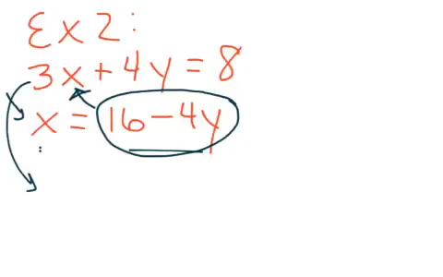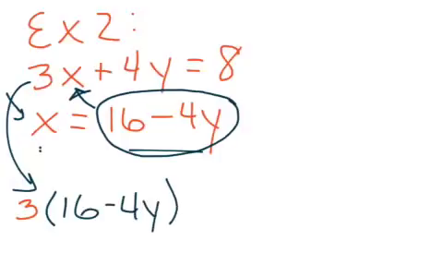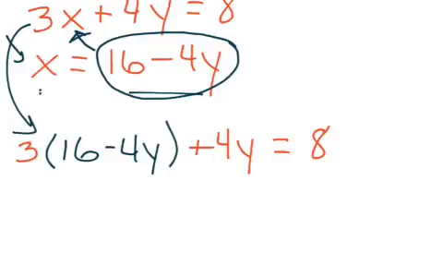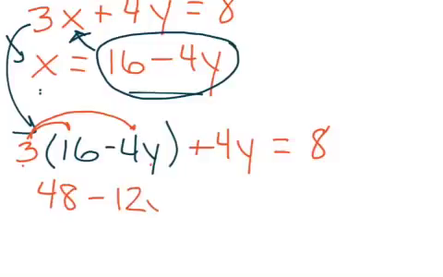So I'm going to go down here and I have 3, plugging in the 16 minus 4y for y, or for x, excuse me. Leave the rest of it the same. Now you'll notice your equation is all in terms of y. Okay, so before I can do anything, I need to carry through this 3. 3 times 16 is 48. 3 times negative 4y is minus 12y. And then the rest of it stays the same.